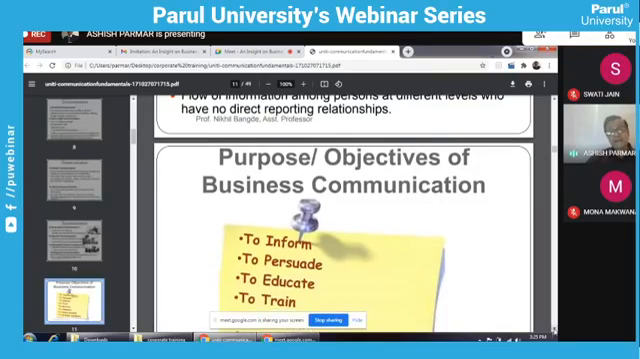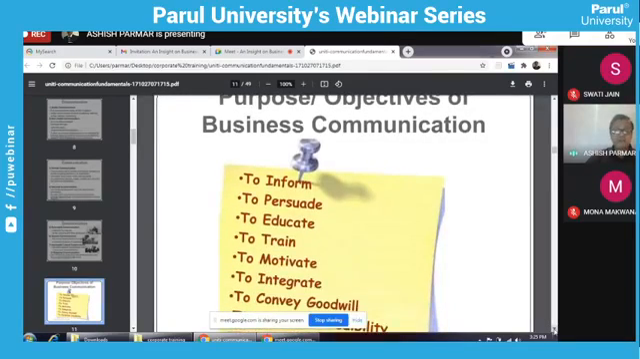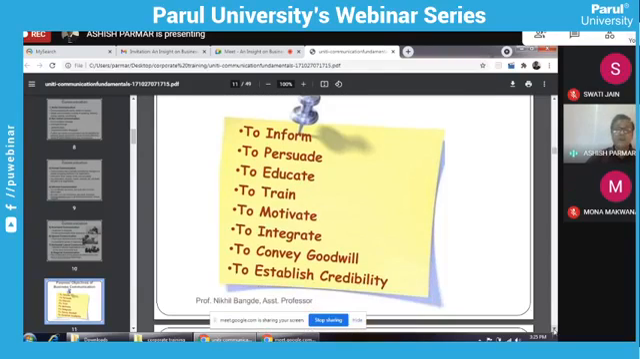What is the purpose of business communication? These are the main purposes: to inform, to persuade, to educate, to give information or teach something, to train people, to motivate people, to integrate teams, to convey goodwill, appreciation, and establish credibility. So these are the main purposes of learning business communication in a proper way.